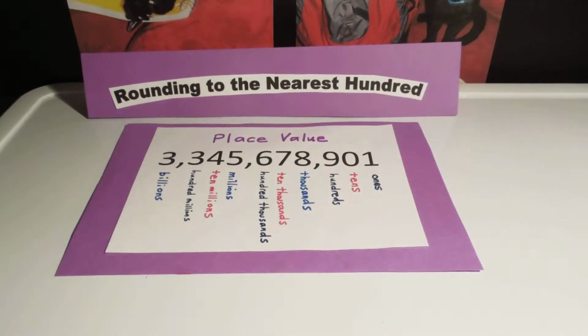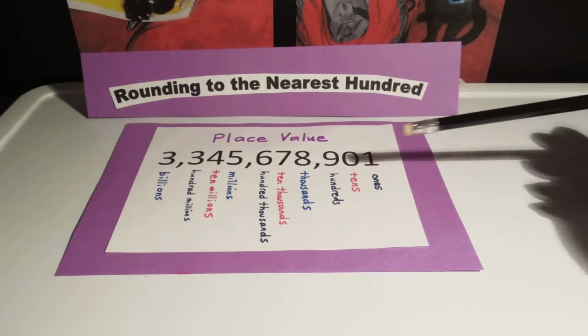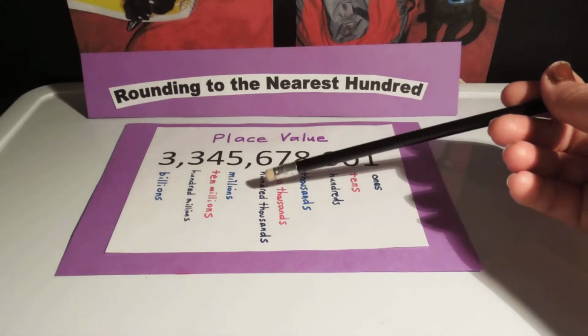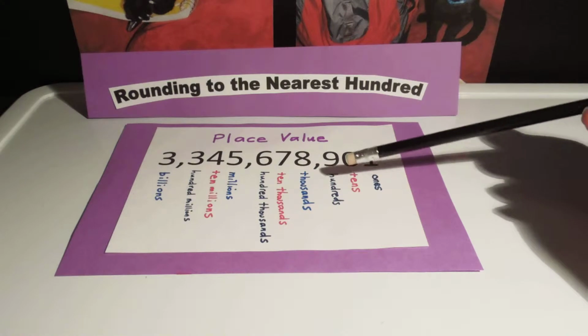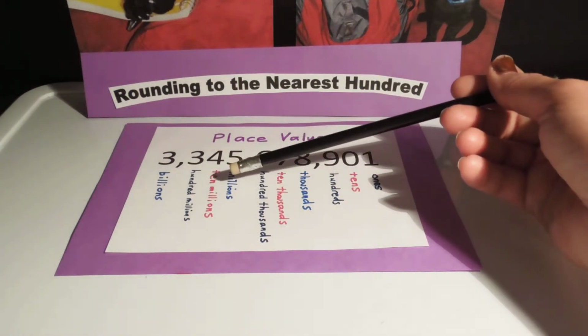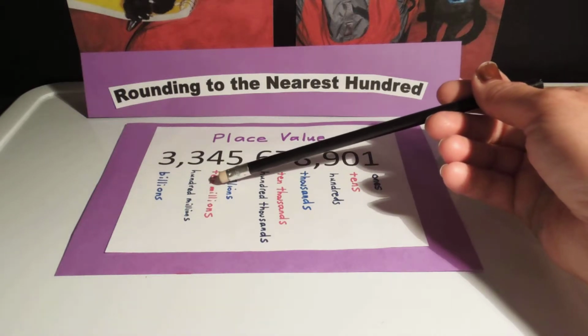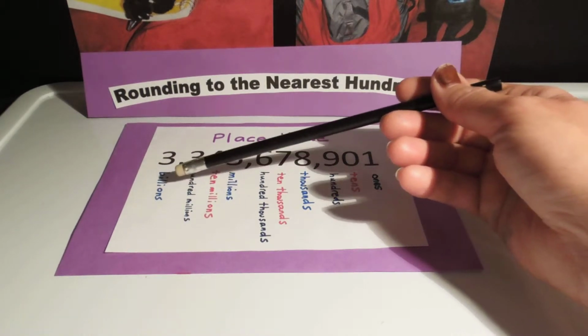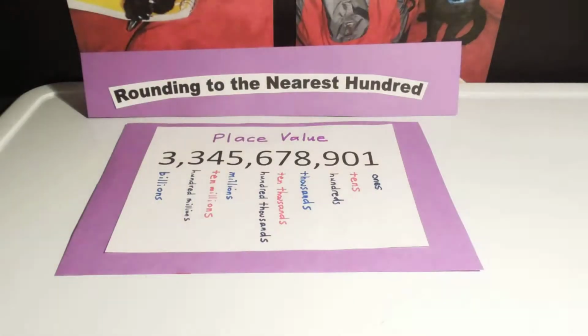Now, you're going to sing it along with me. Ones, tens, hundreds, thousands, 10,000s, 100,000s. Ones, tens, hundreds, thousands, 10,000s, 100,000s. Then comes the millions, followed by 10 millions. Then comes the 100 millions, followed by the billions.